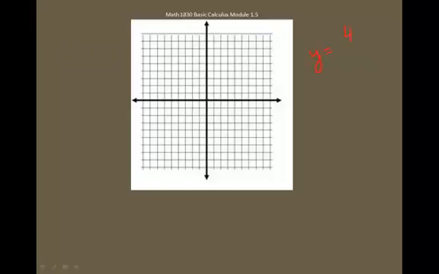Let's take y is equal to 4x cubed over 2x squared plus 1. And let's take a look at this function. Notice that in this function, since the degree of the numerator is actually greater than the degree of the denominator, there will be no horizontal asymptote. And our function is going to look like this, where it's going to head all the way to infinity on the right and all the way to negative infinity on the left.